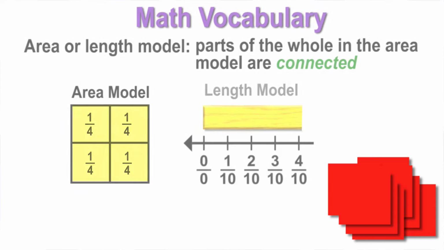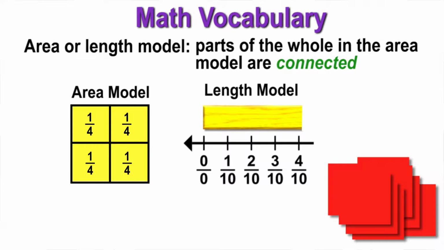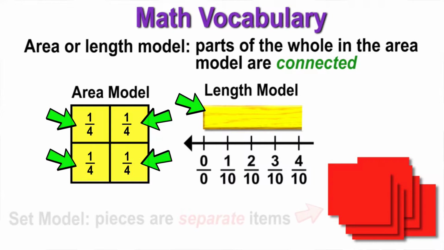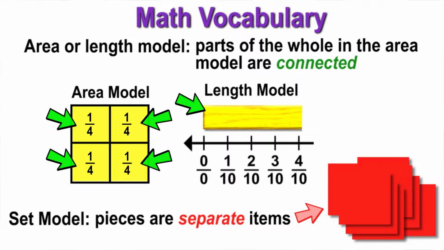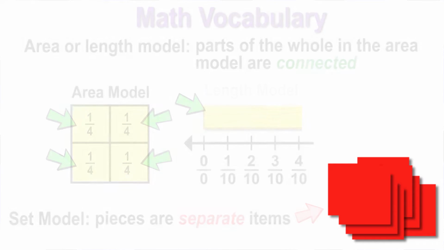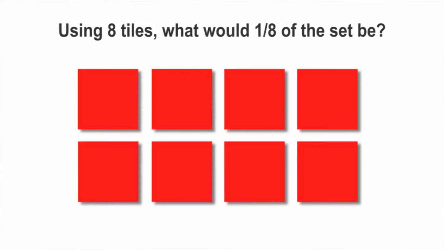Let's begin by using square tiles to help us understand fractions of a set model. A set model is different from an area or length model, as the parts of the whole in the area model are connected. In a set model, the pieces are separate, distinct items. Using 8 tiles, what would 1/8 of the set be? In our example, we could say 1 tile is 1/8 of the set. The 1 yellow tile is what is being considered out of the 8 tiles it takes to make the whole.